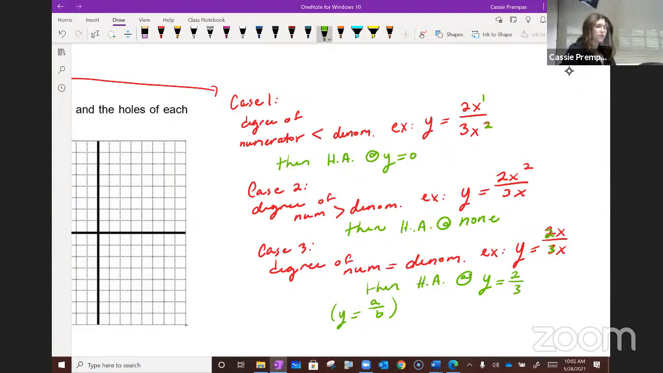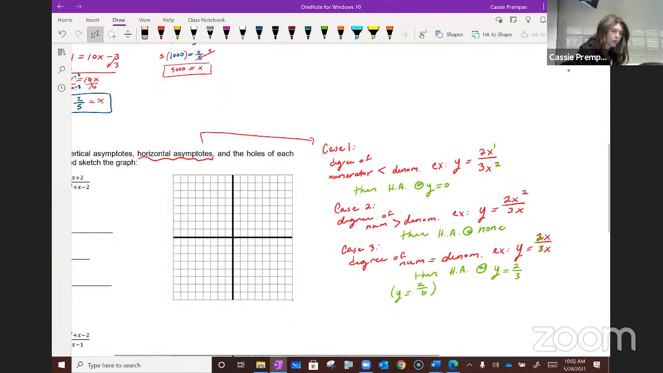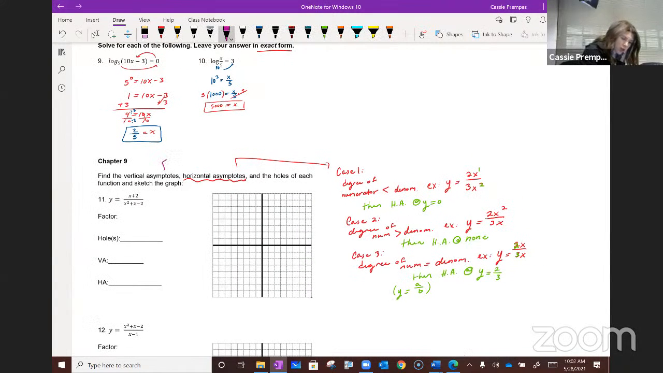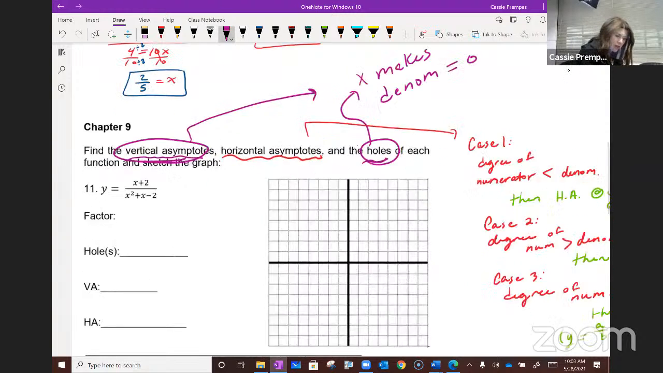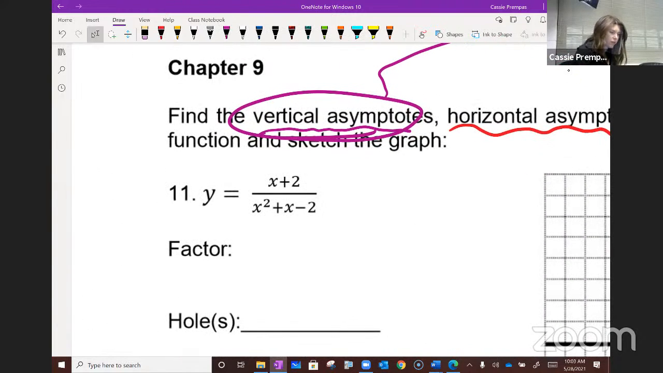Where do the vertical asymptotes and the holes come from? You guys remember where those come from in the problem? The bottom, good. It's the x value that makes the denominator equal 0. Those are where your holes and your VAs come from. And then let's go ahead and start the problem and see what we can remember with the holes and the vertical asymptotes. Number 11, what do you think the first step would be to do?